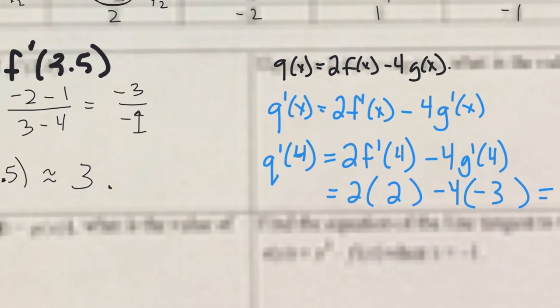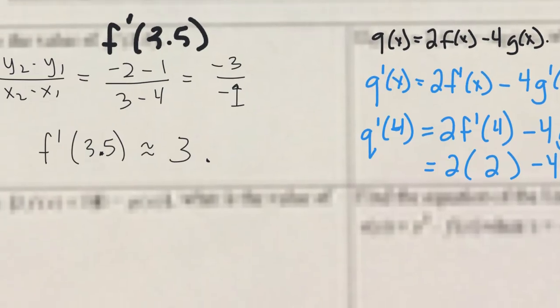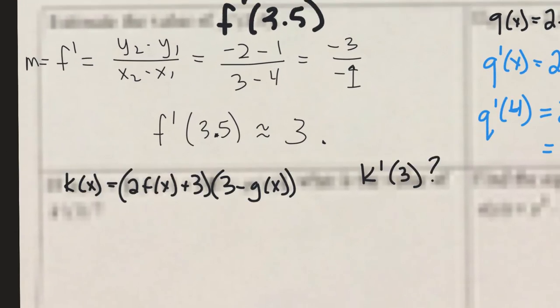Okay, let's see what else we have over here that we can't read. So here we have a k function, which is 2f of x plus 3, right? That's one function, times 3 minus g of x. So when we find k prime, the derivative, we are going to use the product rule. Okay? So first we take the derivative of our first parentheses. What is the derivative of 2f of x plus 3?